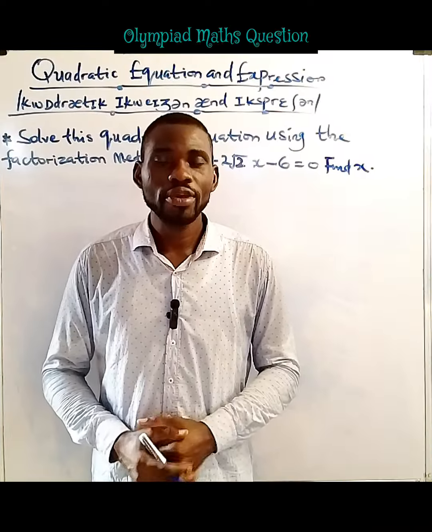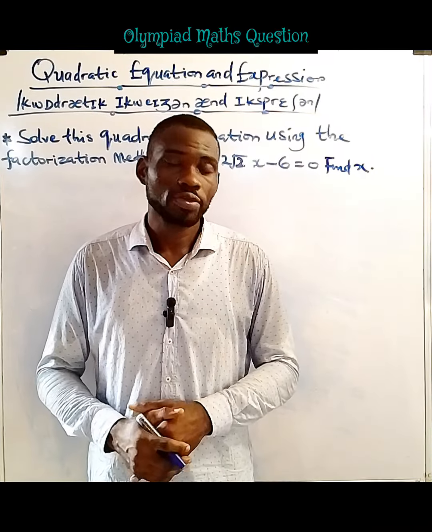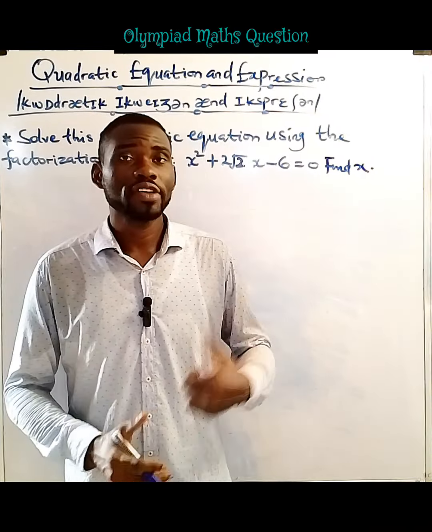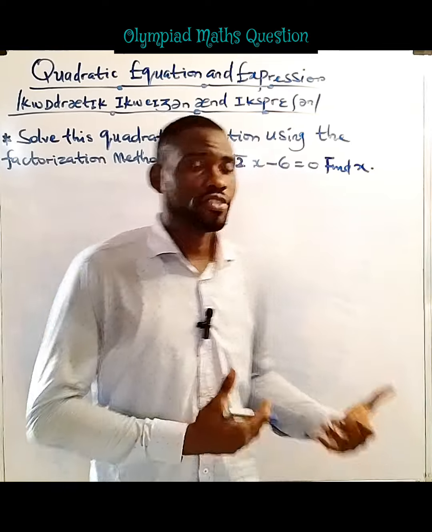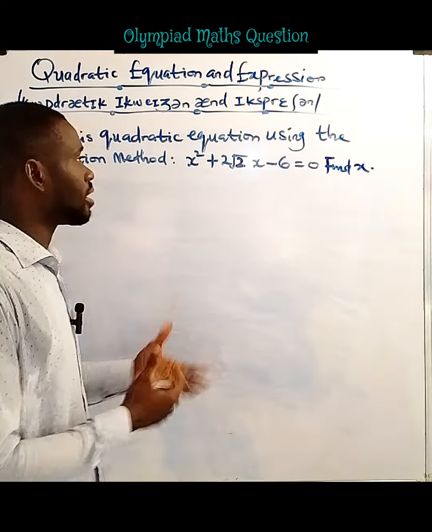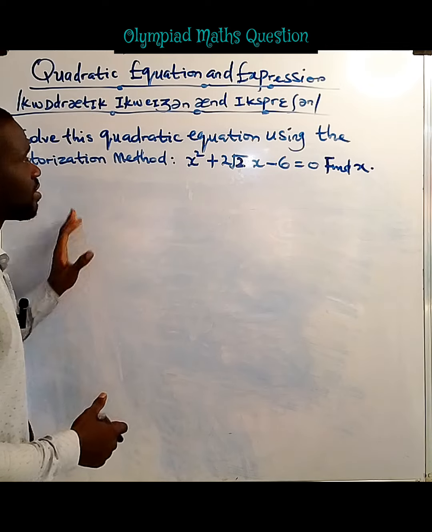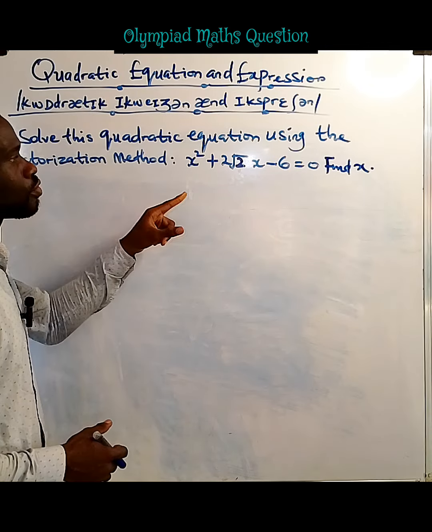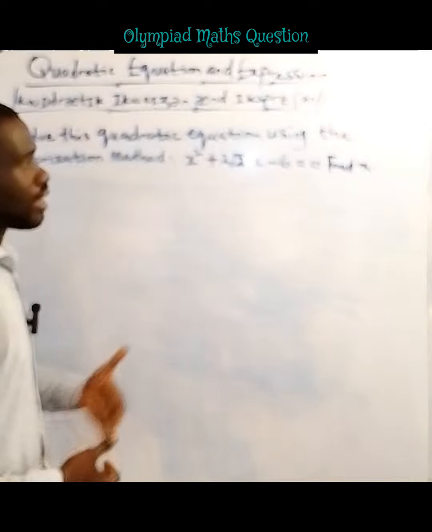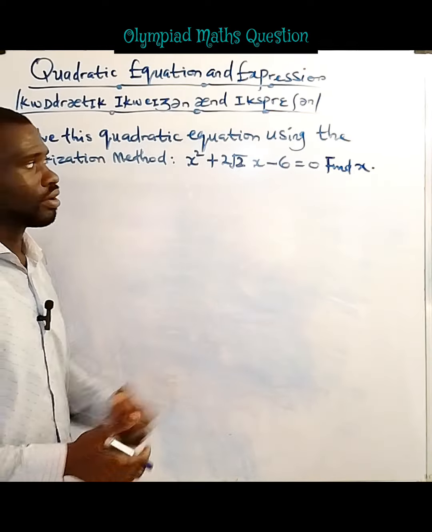Hi guys, today we're going to be solving a tricky question on quadratic equation using the factorization method. So right here, this question is very much an Olympiad math question. We are asked to solve a quadratic equation using the factorization method, x squared plus 2 root 2x minus 6 equals 0. And also, we are asked to get the value of x.